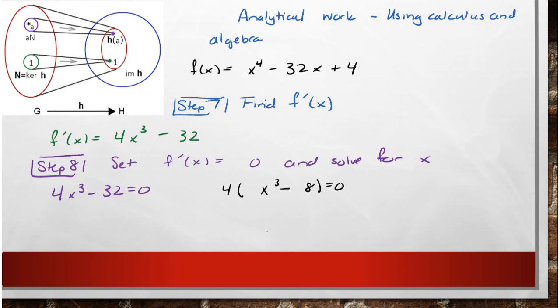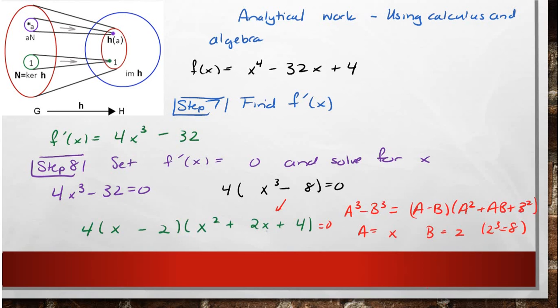You factor out the 4, x cubed minus 8 equals 0. That's a difference of cubes. Because if I let my a be x and my b be 2, this is really x cubed minus 2 cubed. And this is the difference of cubes formula, just so you can know what I'm doing. So I factored it out.